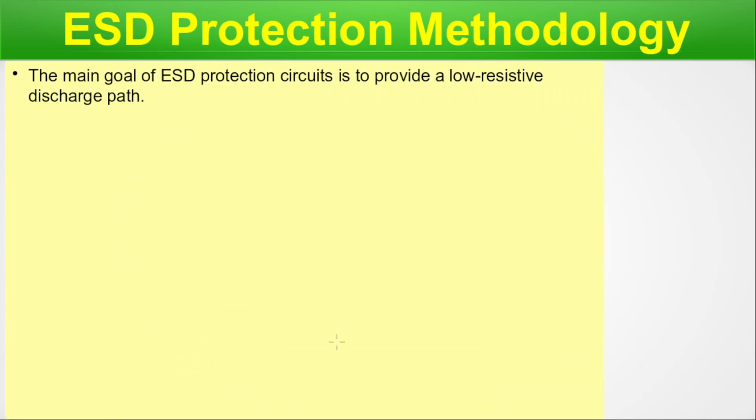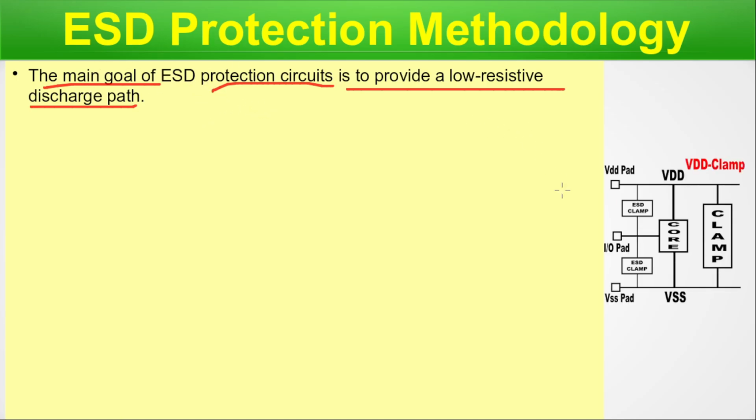ESD protection methodology. The main goal of ESD protection circuits is to provide a low resistive discharge path. We have talked about this in the criteria of a good ESD protector. Now here is our typical drawing of various ESD protection units. Here we are using the clamp. Earlier there was a diode, and here is the clamp between the power rails. And this is our IO pad, VSS pad and VDD pad, and these are our power rails.